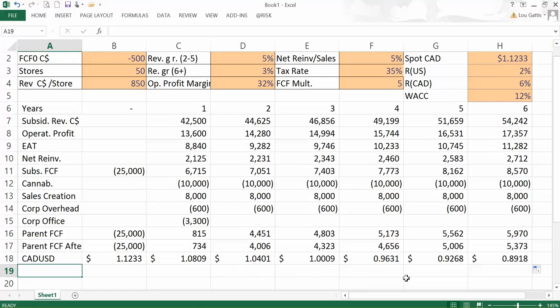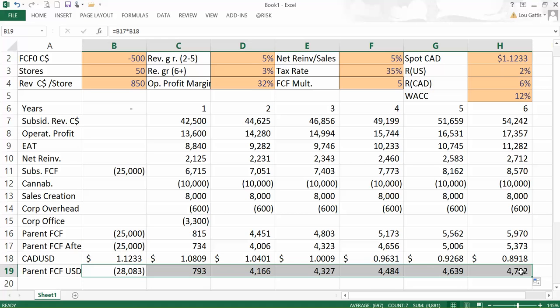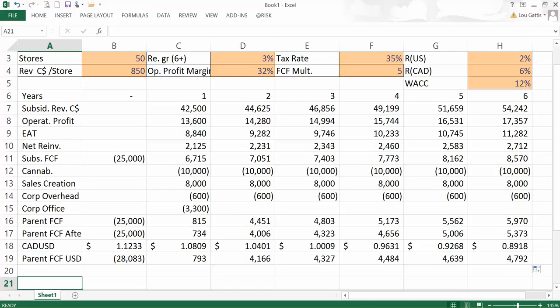And now we can convert everything to parent free cash flows in USD. So I can just take the Canadian dollar cash flows times the spot price of the Canadian, and then convert and get US dollar cash flows. And then we'll calculate the present value in USD by discounting all these cash flows at 12%. So I'll take the cash flow divided by 1 plus the WACC. I'll anchor that.